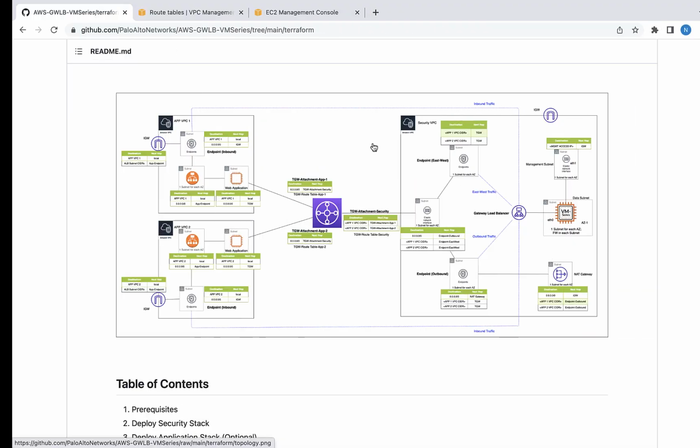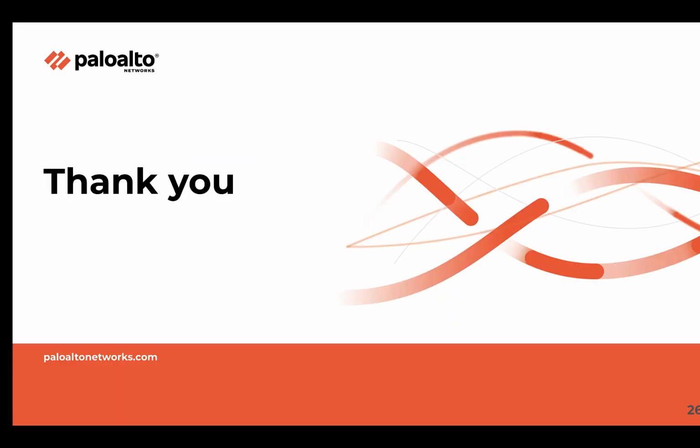To summarize, we just saw how we use Terraform to build this centralized security architecture with Gateway Load Balancer and VM-Series firewall. Now every traffic inbound to the VPC will be inspected by the firewall, and every outgoing traffic from the VPC will be sent to the security VPC for inspection, and any east-west traffic between the VPCs will also be inspected by the VM-Series firewall in the security VPC. And within few minutes, we just saw how we use Terraform to build this complete architecture. This brings us to the end of this video.